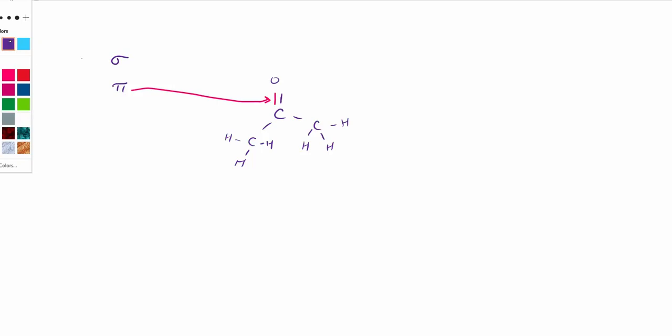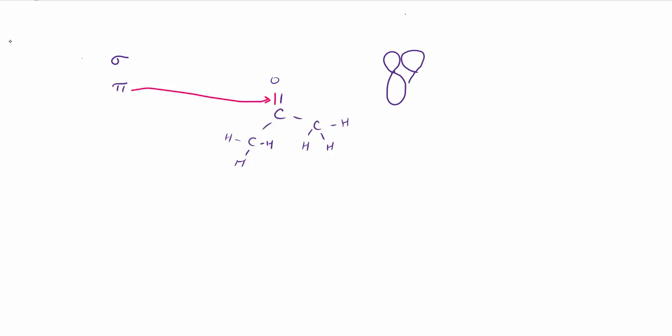Now, sigma bonds are formed by end-to-end overlap, and that end-to-end overlap can be formed by s orbitals, p orbitals, or by hybridized orbitals. Hybridized orbitals is something we're going to touch on here in just a second. Hold that in the back of your mind. Pi orbitals, on the other hand, result from p orbitals that are next door to one another. Remember that a p orbital is shaped like a dumbbell. So when you have two p orbitals that are next door to one another, you can have this interaction, and that's what creates the pi of our pi bond.